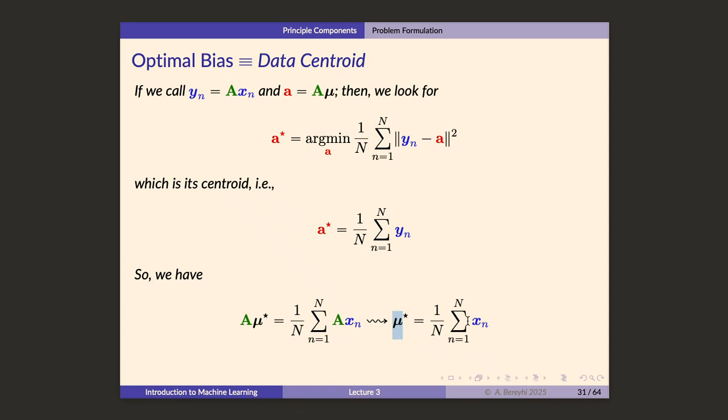Everybody's clear? Any questions? So, moral of the story, the bias is simply the centroid of your data. This is the best thing you can do. So no need to go through gradient and other things. If you compute the gradient with respect to mu_j and then set it to 0, it's going to be the same thing. You're going to end up with the same conclusion. Okay?